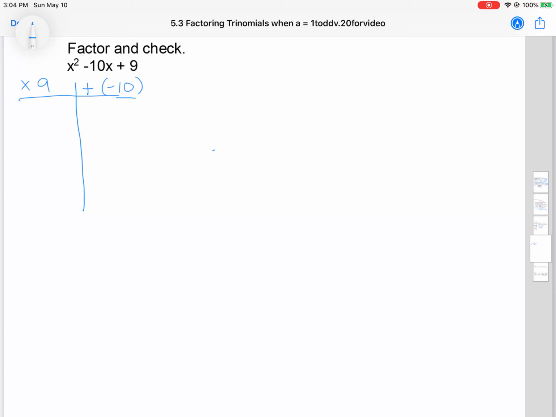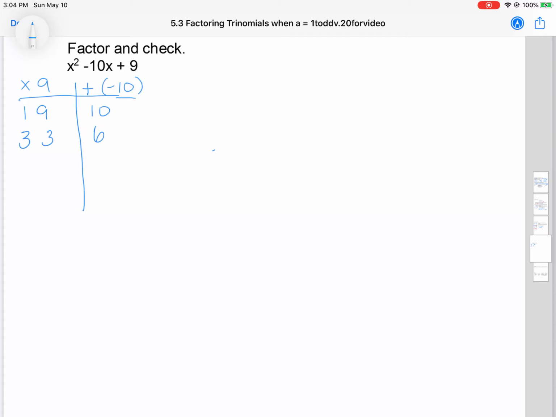So we have 9 here. So multiply to 9. Okay, so 1 and 9 multiplies to +9, but adds to +10. 9 is not an even number, so it's not going to be 2. I'm going to skip that. Then I'm going to go to 3. 3 times 3 is 9 and adds to 6. So none of those are -10.